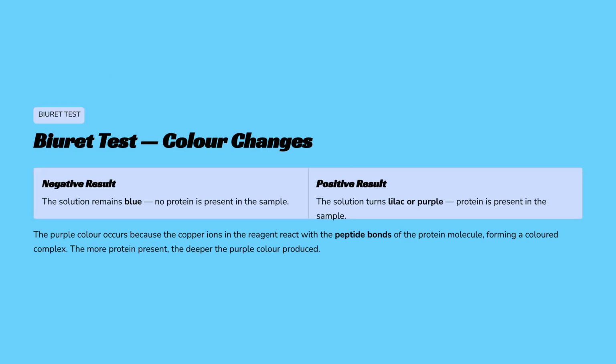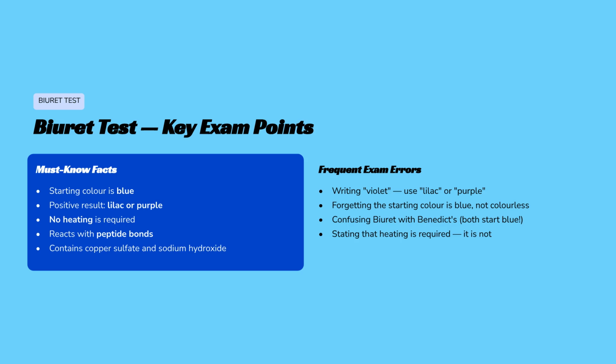In the Biuret test, the solution remains blue if the result is negative. A positive result turns the solution lilac or purple, signifying that protein is present. For the Biuret test, remember the starting color is blue, and the positive result is lilac or purple. Ensure you do not confuse this with the Benedict's test, and note that heating is not required.